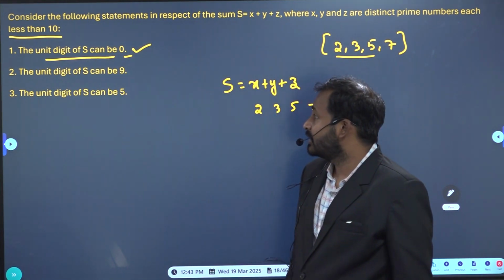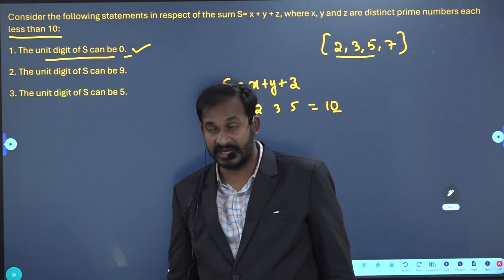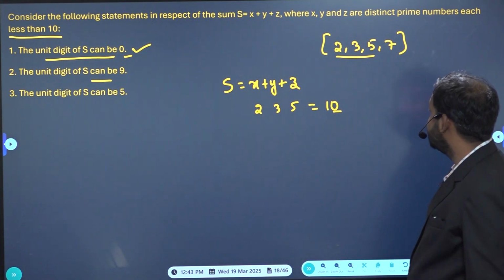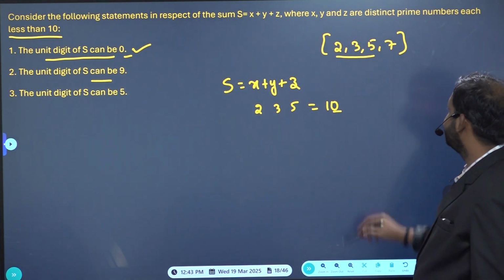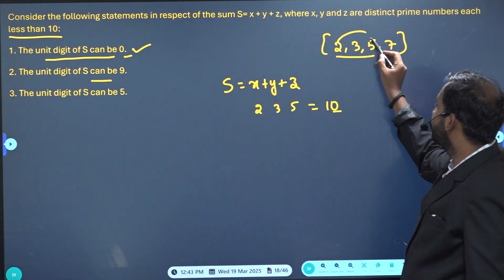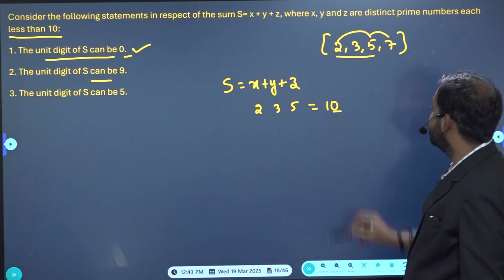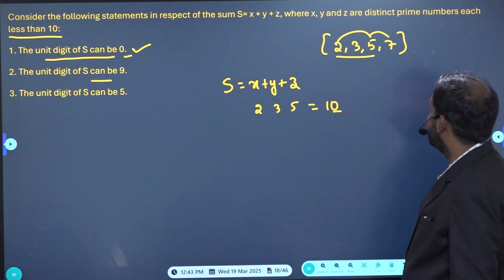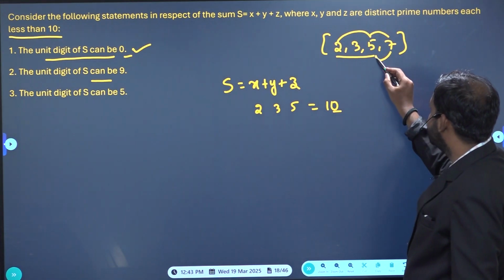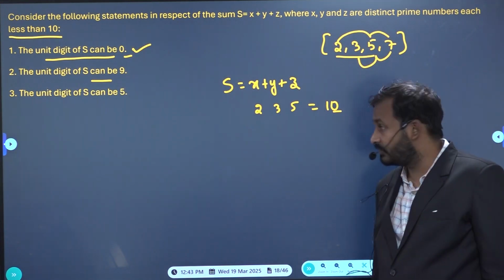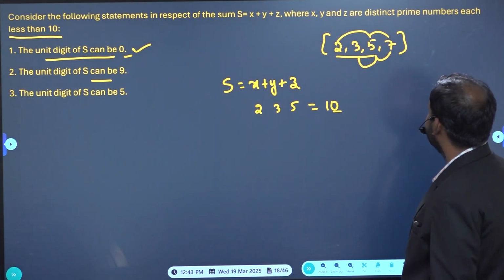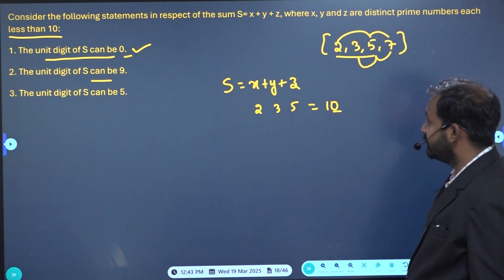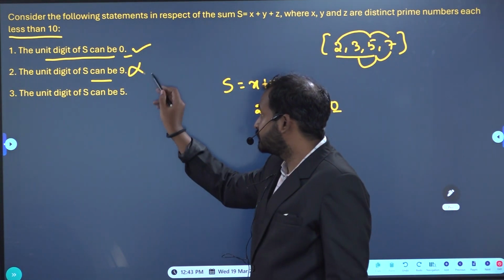Next one. The unit digit of s can be 9. Can we get the unit digit as 9? We will verify it once. If I take 2, 5 and 7, will I get 9? No. 7 plus 5 is 12, 12 plus 3 is 15. By taking any 3 values, I will never get 9 in the units place. So there is no chance.